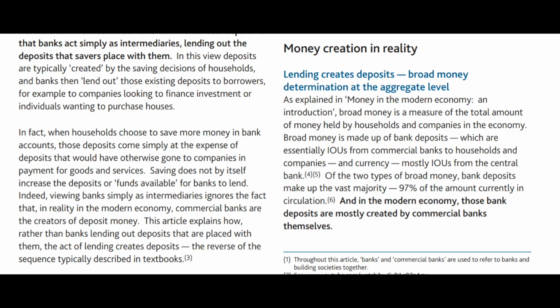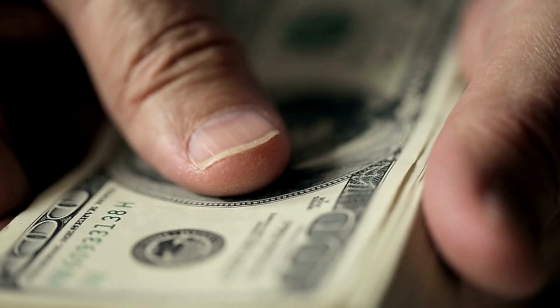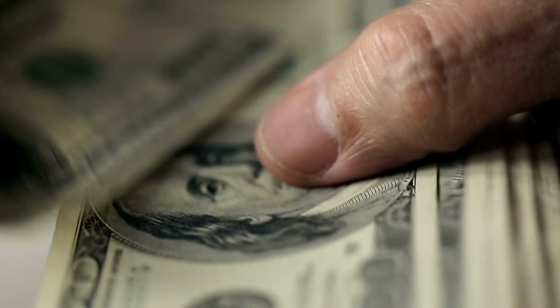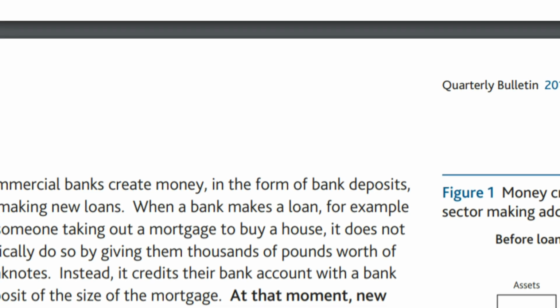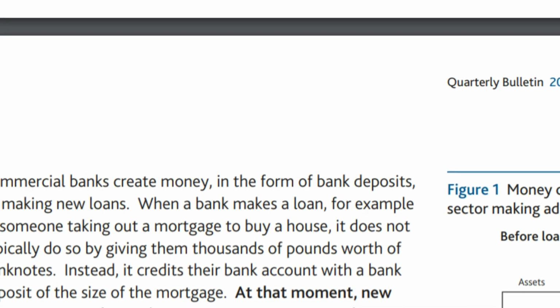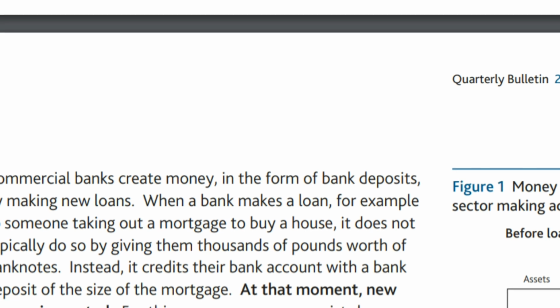From the Bank of England, 3% of the money in the economy is currency and 97% is bank deposits, which are mostly created by commercial banks themselves. Commercial banks create money in the form of bank deposits by making new loans.